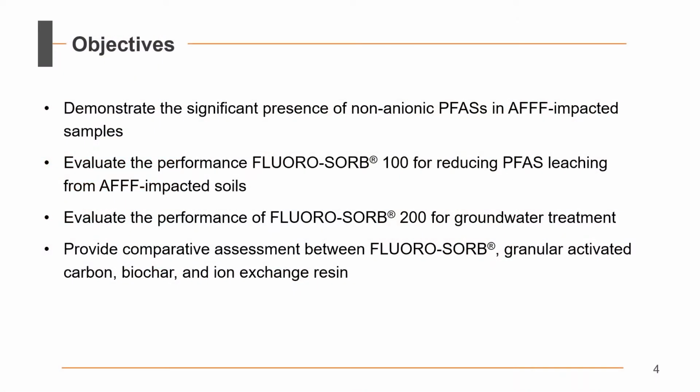So I'm mainly looking at 2 products. 100 is for soil treatment, and we are looking especially at reducing PFAS leaching from soils. 200 is for groundwater treatment, and I'm going to make a competitive assessment with GAC, ion exchange resin, and also a commercial biochar product.